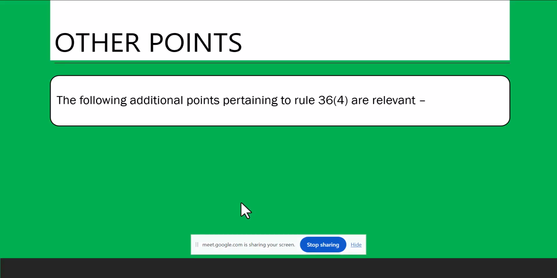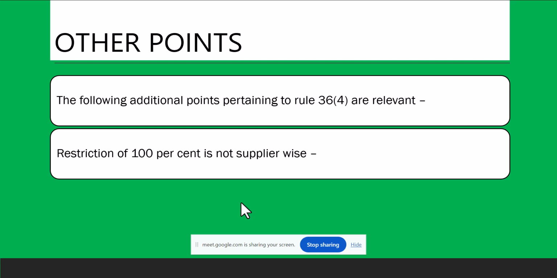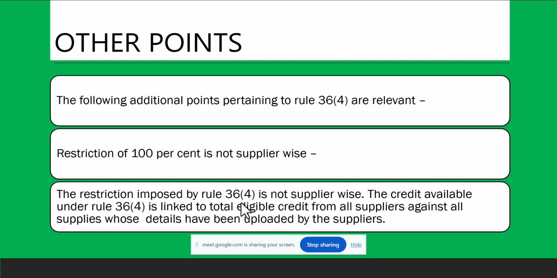Just read this, Kishore. The following additional points pertaining to Rule 36(4) are relevant. Restriction of 100% is not supplier-wise. The restriction imposed by Rule 36(4) is not supplier-wise. The credit available under Rule 36(4) is linked to total eligible credit from all suppliers whose details have been uploaded by the supplier. Is this clear? So it is not that it is supplier-wise, we only look at the amount. Okay, जितना उसको मिल गया है, जितना क्रेडिट आ गया वो मिलेगा, irrespective of the invoices. That is just the amount on which he is eligible.